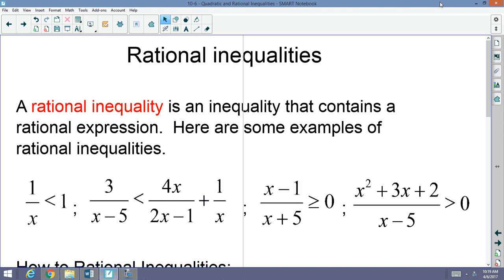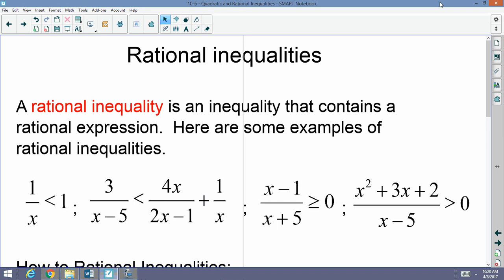Welcome back to Mr. Morrow's Algebra 2 class. Today, guys, we're going to wrap up quadratic and rational inequalities, rather, how to solve them. We talked about how to solve quadratic inequalities yesterday in detail. We learned our little trick, the greater and the less than. And now we're going to talk about rational inequalities.